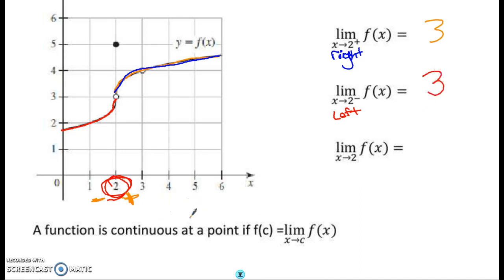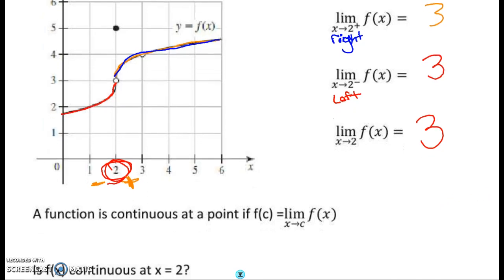So again, what looked like was about to happen from the left side is that y was going to equal 3. If the limit from the right and the limit from the left are the same, then we would say that the limit as x approaches 2 is 3. So basically, when you're looking at this graph from both sides going towards x equals 2, it looks like the y is going to be 3.